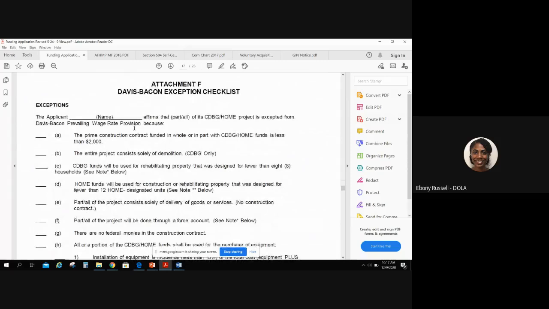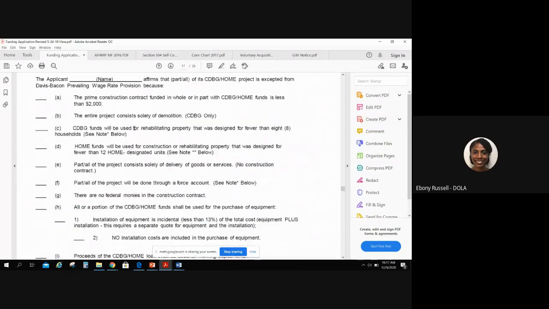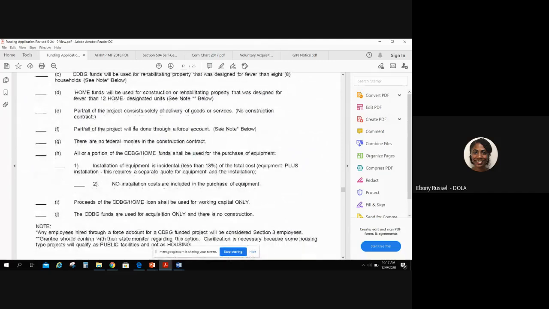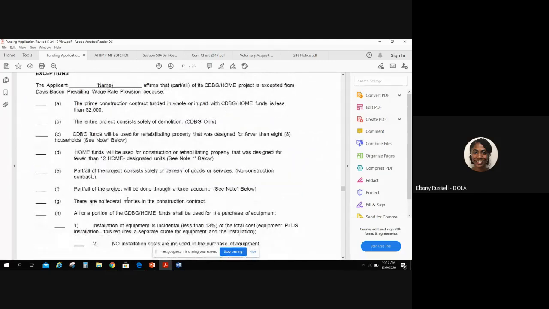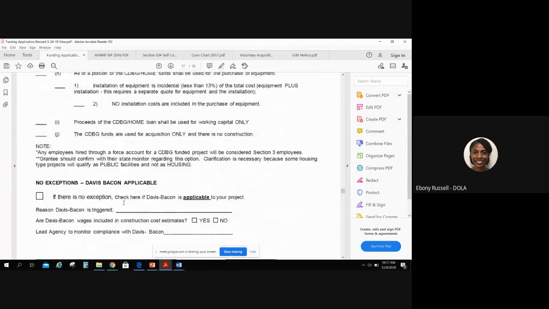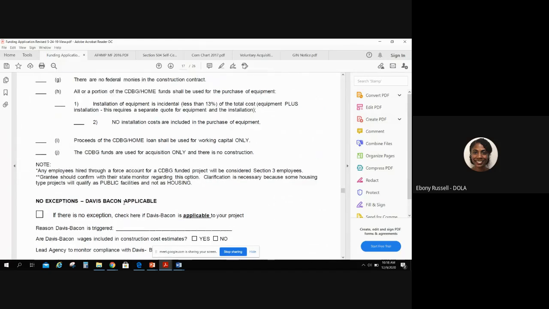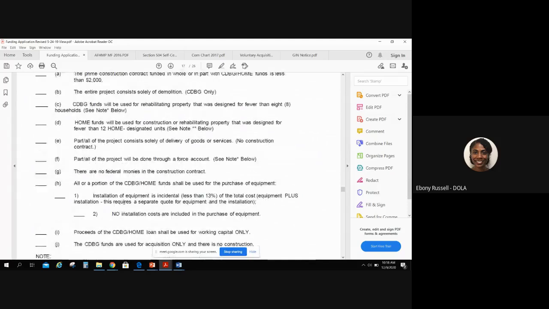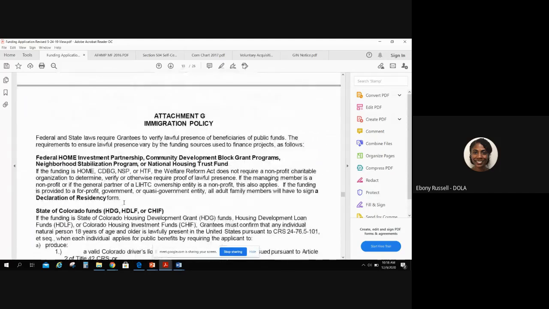Davis-Bacon, we're going to talk about that a lot more in the next webinar, but this form states that either Davis-Bacon does not apply for the following reasons, or that it does apply. And I can tell you that Davis-Bacon applies to rehabilitation units that have more than 8 CDBG funded units in them. And for most other things with CDBG funding, you can say that Davis-Bacon doesn't apply.